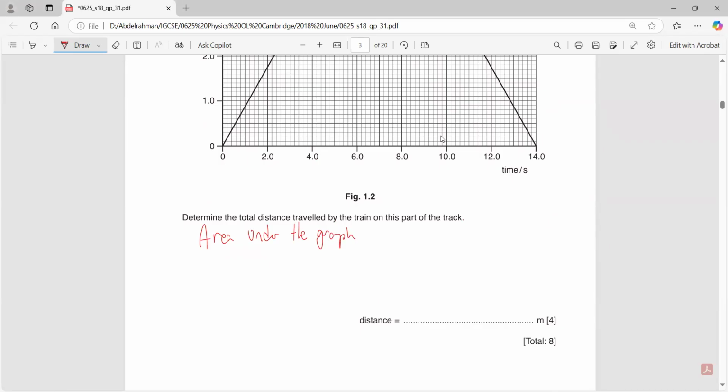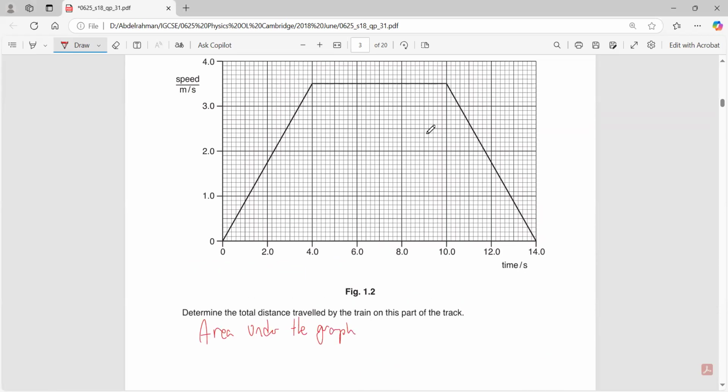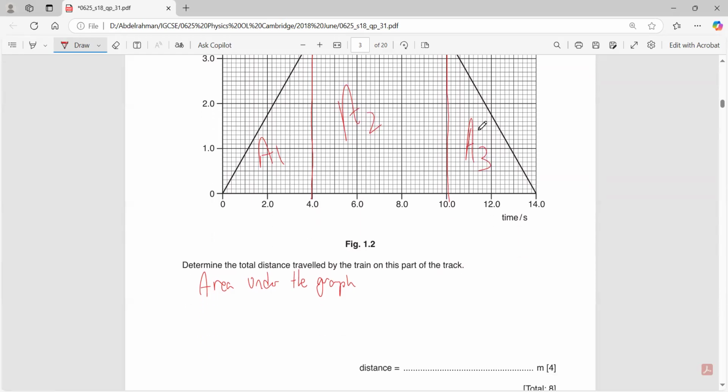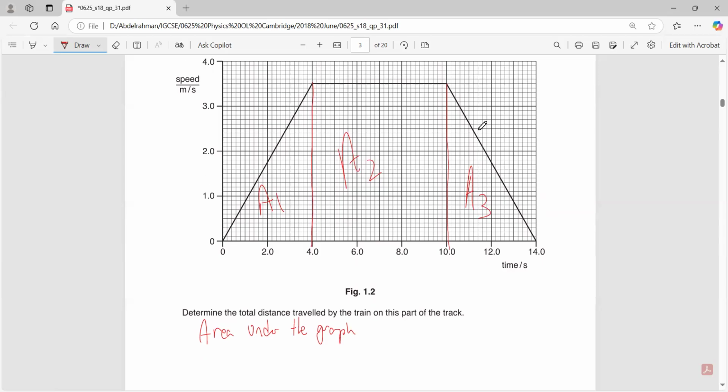So how can I find this area? This is a trapezium and I forgot how to find the area of the trapezium. Can I find the area of a triangle, a rectangle, and another triangle? Yes, you can. This is a triangle, area 1. This is a rectangle, area 2. And this is another triangle, area 3. You can do that if you'd like. It might take a little bit longer, but if I can find the trapezium in one shot, that would be much faster.